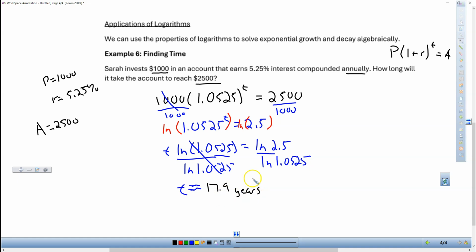So it's a pretty decent chunk of time for it to go from 1,000 to 2,500.